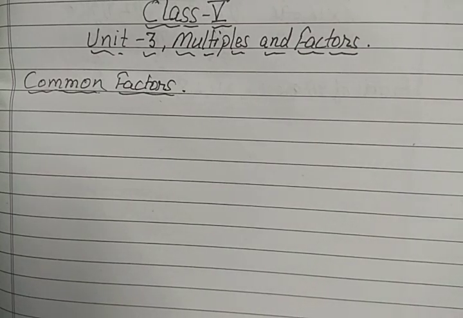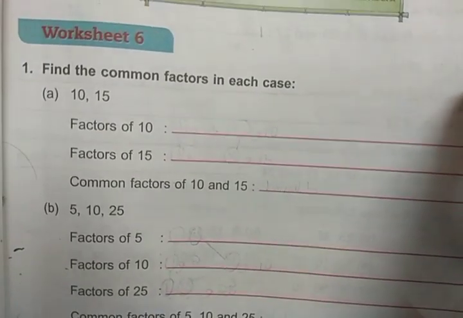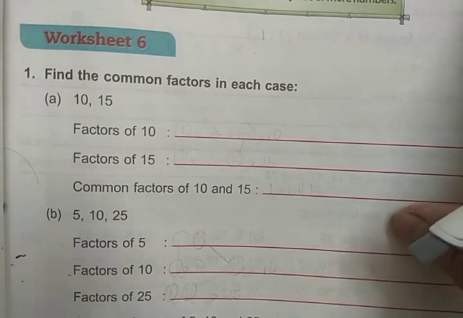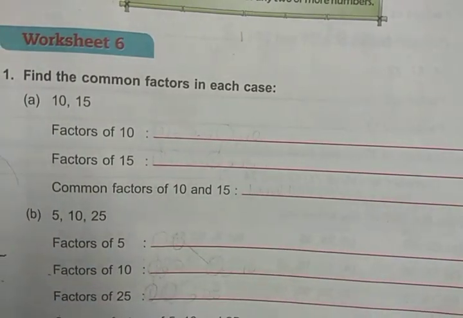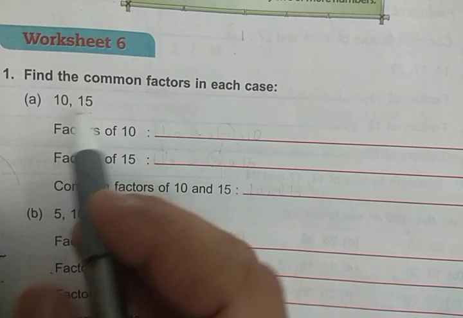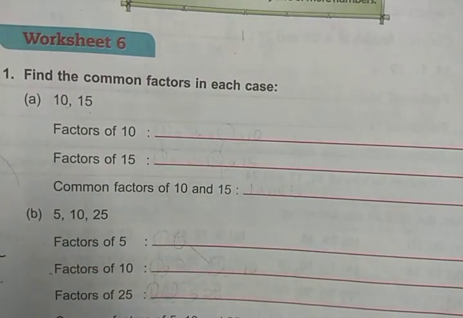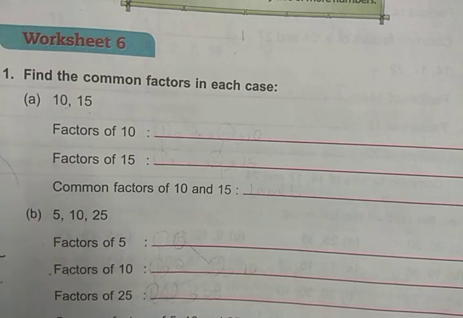Let us try to do worksheet number 6, in which we have to find the common factors in each case. Let us start with the first question. Here we have to find the common factors in each case. Here two numbers are given, that is 10 and 15, and we have to find their common factors. Now our first step is to find the factors of each number first.